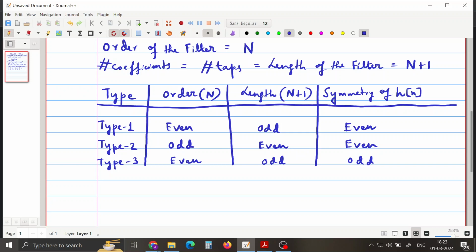Sometimes we also call it anti-symmetric, which means that h of n is equal to minus h of capital N minus n for all n between 0 and capital N. Since it is odd symmetric, it's very similar to even functions and odd functions. In an odd symmetric impulse response, the first coefficient and the last coefficient are the same in magnitude but opposite in sign. If the first coefficient is +1, the last would be -1. Similarly, the second coefficient and the second last would have the same magnitude but opposite sign. Let's say one is +2, the other would be -2, and so on.